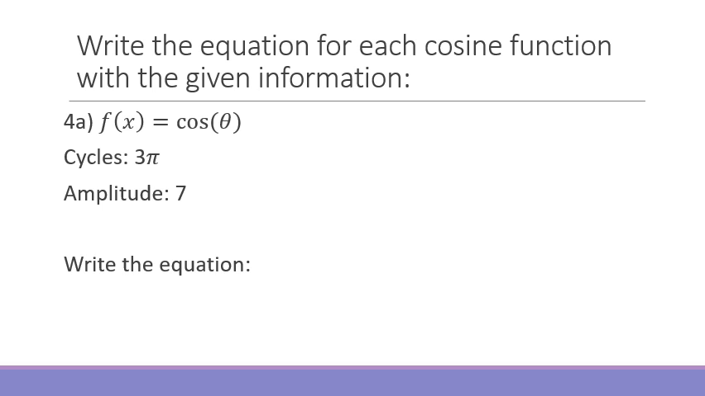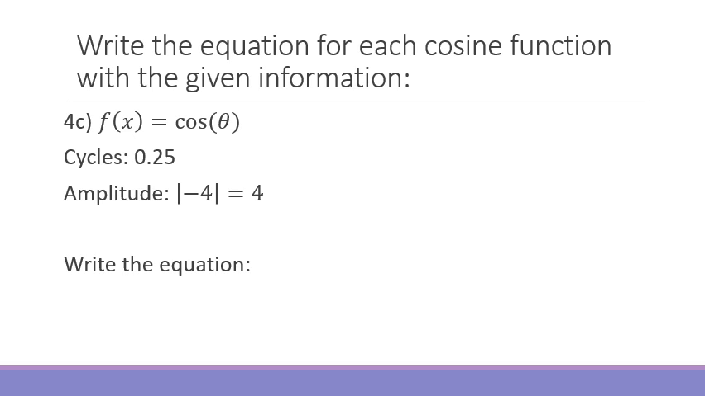So let's try it. Let's write an equation for the cosine function with the given information. So 3 pi cycles with an amplitude of 7. All right, so amplitude goes first, and then the number of cycles goes in front of the theta, just like that. Next one, let's write the equation. Amplitude is 1/2, and there are 5 cycles. Pretty easy, right?